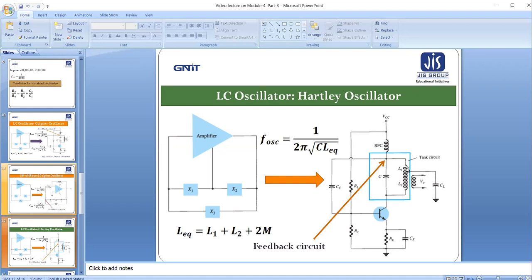So if the windings are in the same direction, then the L equivalent will be L1 plus L2 plus 2M, where M is the mutual inductance. And if the windings of L1 and L2 are in the opposite direction, then the L equivalent will be less. That is L1 plus L2 minus twice M. So the designer should be careful during the design of this tank circuit. Always the windings of L1 and L2 should be in the same direction.